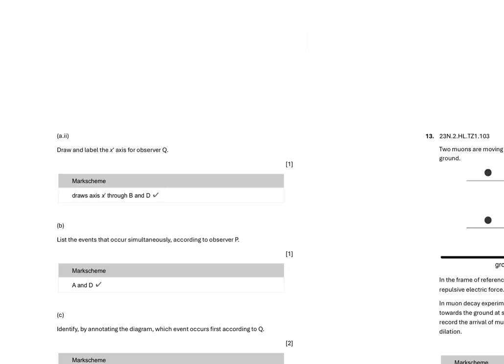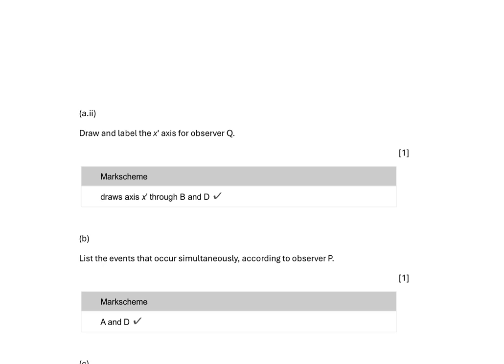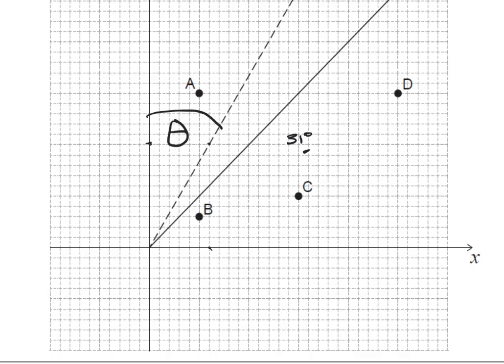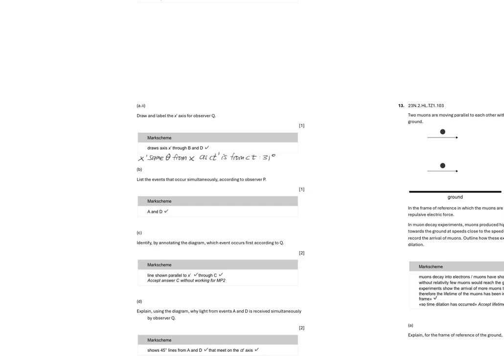And then it says draw and label the x prime axis for observer Q. And it says draw an axis x prime through B and D. That will work, but really, x prime should be the same angle from x as CT prime is from CT. 31 degrees. If I do that, that line should pass through B and D. So I used a protractor to mark 31 degrees. And if I draw that line, sure enough, that line at 31 degrees from the x-axis connects both B and D.